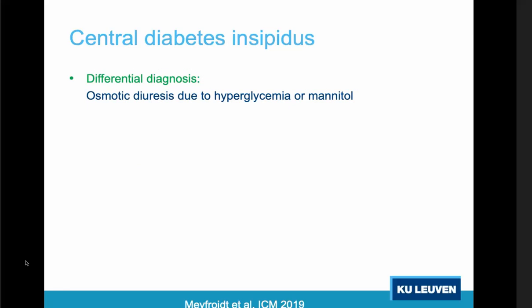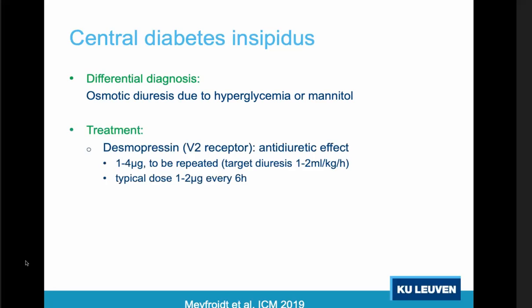The main differential diagnosis of central diabetes insipidus is osmotic diuresis due to hyperglycemia or mannitol. The treatment obviously consists of hormone substitution by either desmopressin or vasopressin. Desmopressin is the agent of choice when there's mainly or purely diabetes insipidus, because desmopressin only acts at the V2 receptor and hence only has renal effects. The doses are noted here on the slide, but can also be found in the review article.